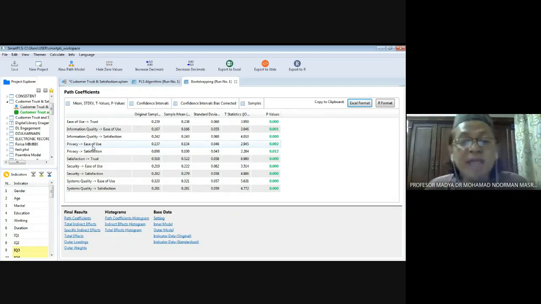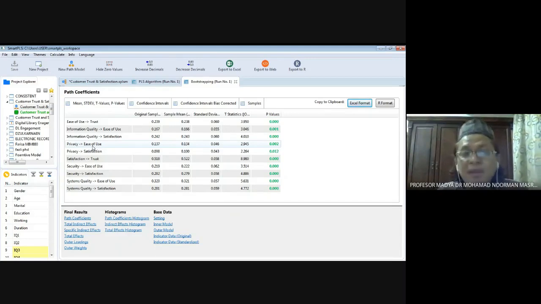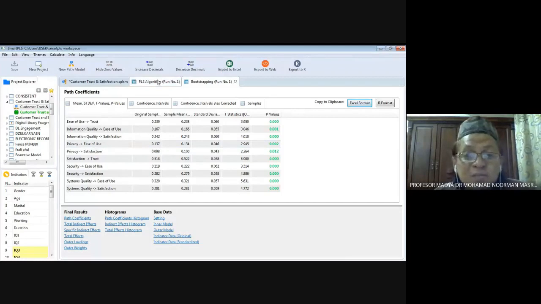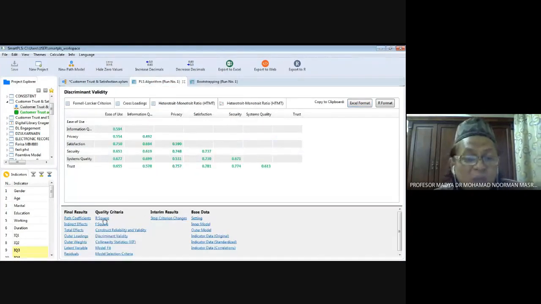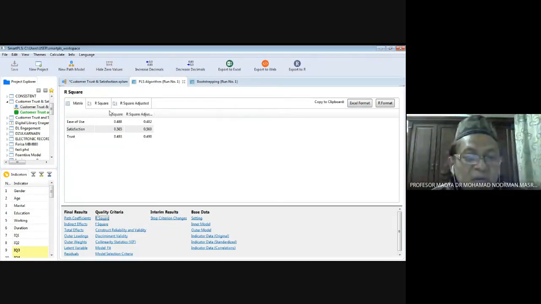The next thing that you have to report is the R square. So where do you get the R square? You will obtain the value from the measurement model analysis, the previous one, the PLS algorithm. This one, you can see R square. Now you click on R square, and then you can see the value.